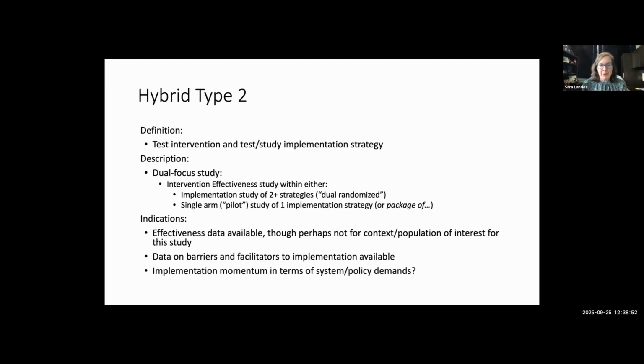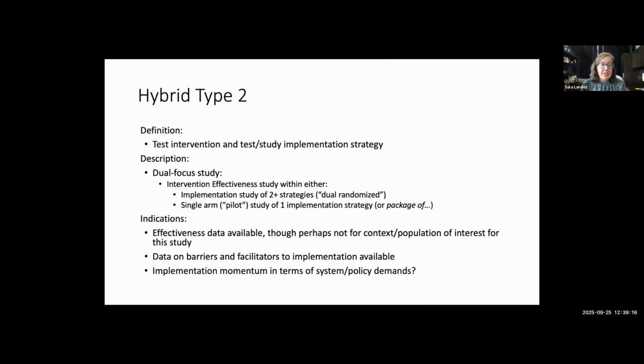Indications, when might you do a type 2? If you have effectiveness data already, but maybe not for your setting or your population, or maybe you have effectiveness data and you think, I need to adapt this thing enough that I still need to get effectiveness data to see if the adapted version still works.